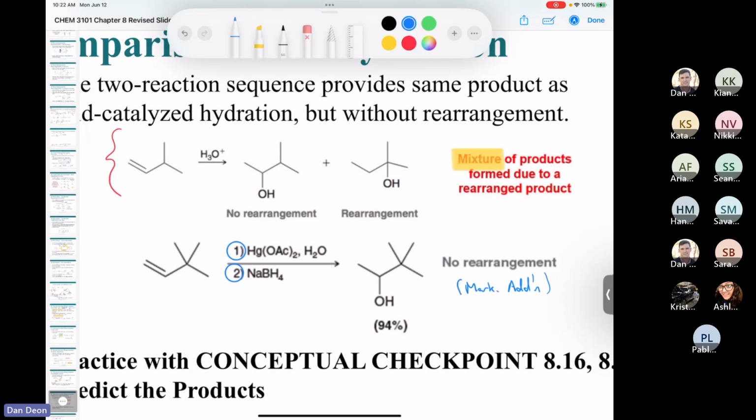Now, just to put this bug in your ear, if you're sitting there thinking, well, I'm going to use oxymercuration, demercuration for everything, so I can always avoid carbocation rearrangements. Well, hold the phone. It's not really the best choice. If you have a reaction where you're not going to get a carbocation rearrangement, you should not choose oxymercuration, demercuration. Why? Because it's bad for the environment. And if you're like, oh, are you kidding? No, I'm not kidding. I'm dead serious. Mercury is not good for the environment.